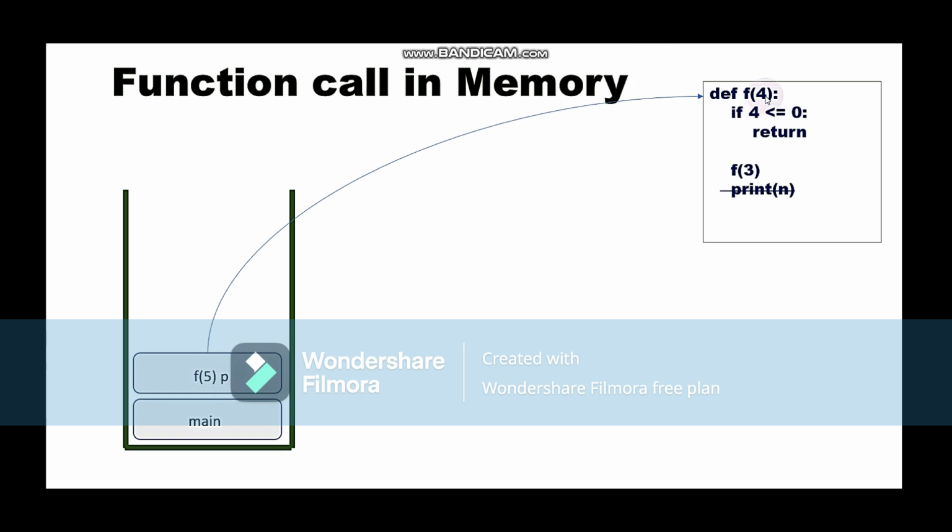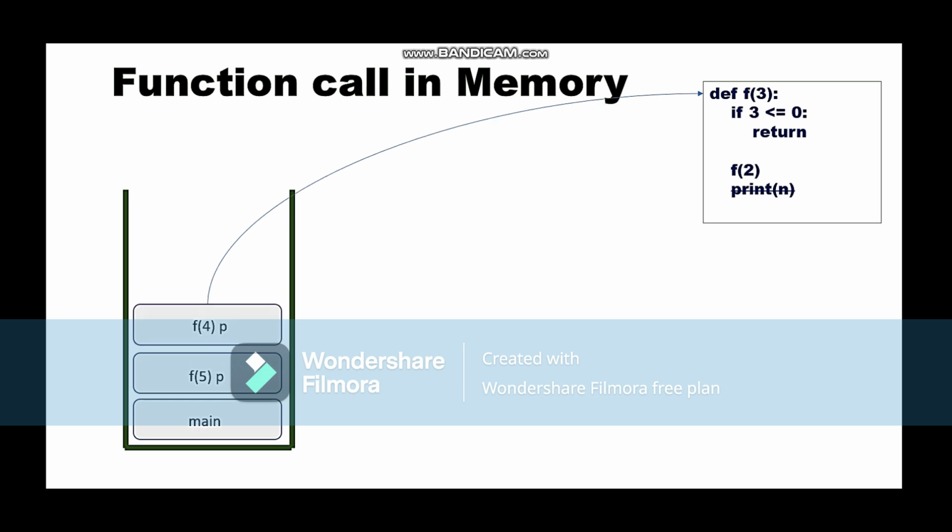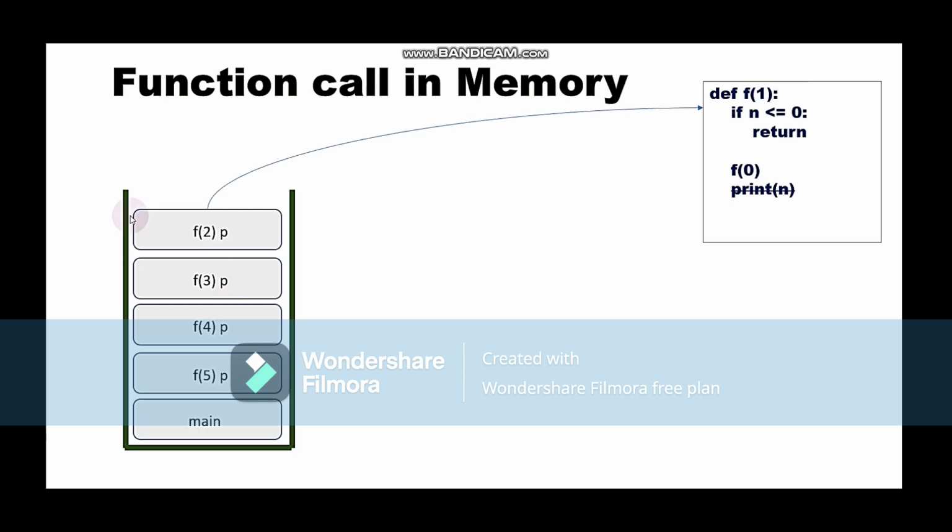In the same way, f of 4 will check for the base condition. As this is false, it will call f of 3. Until f of 3 returns something, this f of 4 will be waiting in stack. And again f of 3 will call f of 2. Until f of 2 returns something, it will wait in the stack. Now f of 2 will call for f of 1. Until f of 1 returns something, f of 2 will be waiting in stack.